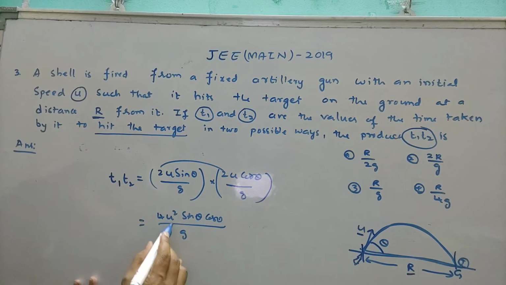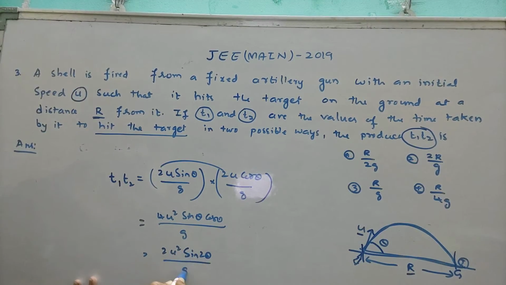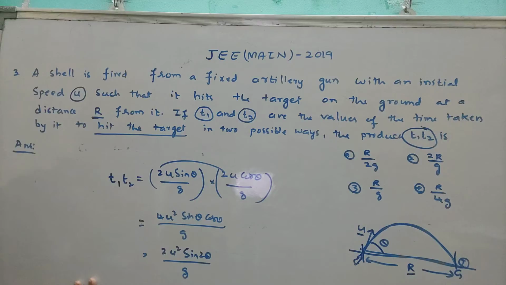So we can write it as 2u square into 2 sin theta cos theta, that is sin 2 theta, by g. With g into g, there is g square in the denominator. So this is t1 t2.